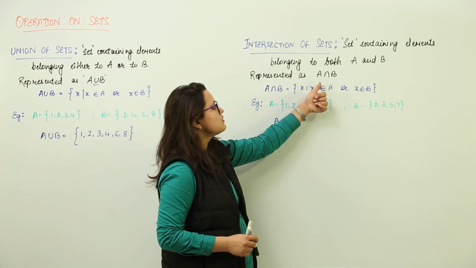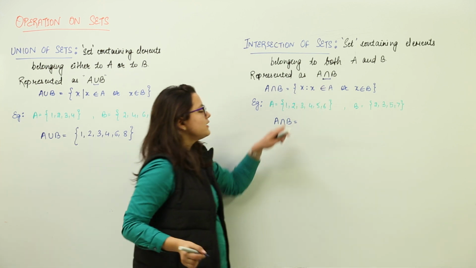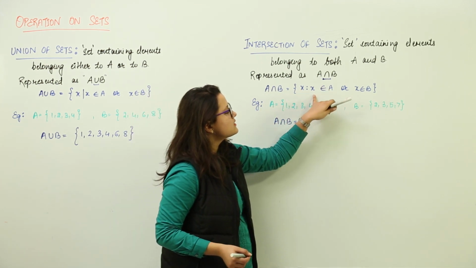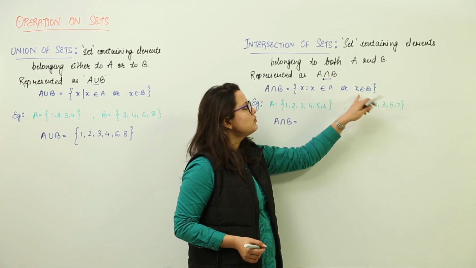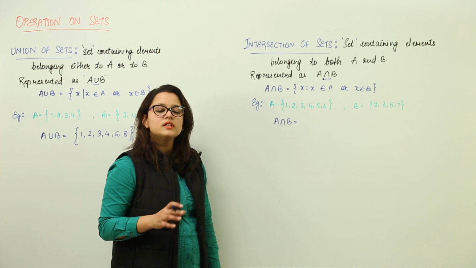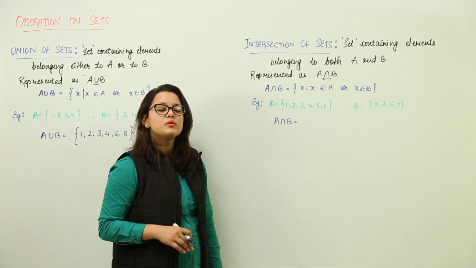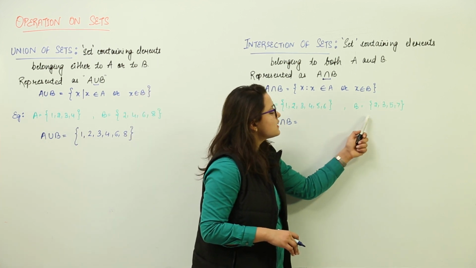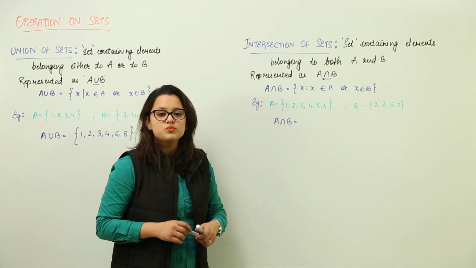So intersection is represented with inverted U like this, and this is written down as it contains element X such that X is belonging to A and belonging to B. Now here both the things are true, that means it should belong to A and it should belong to B. Now for the next example we have A as 1, 2, 3, 4, 5, 6 and B we have 2, 3, 5, 7. Here intersection is to be found.